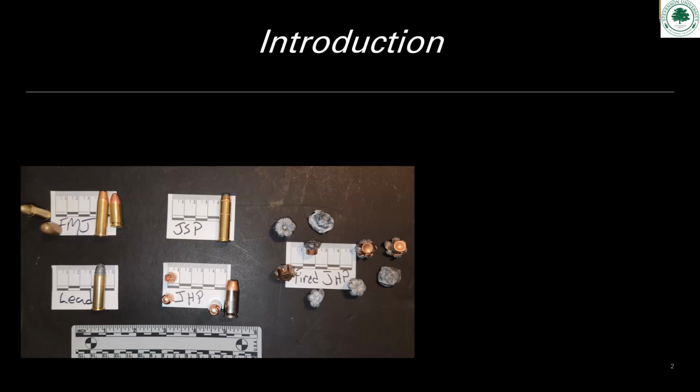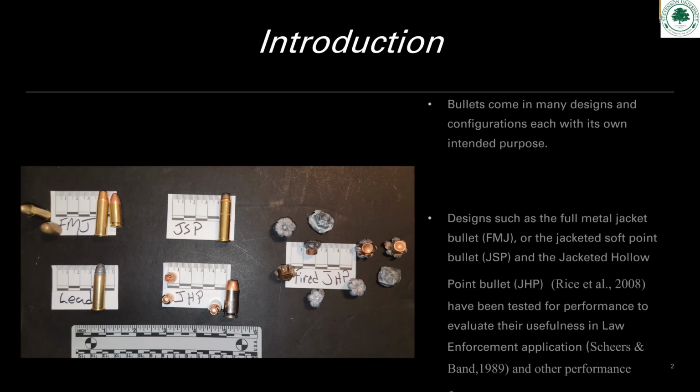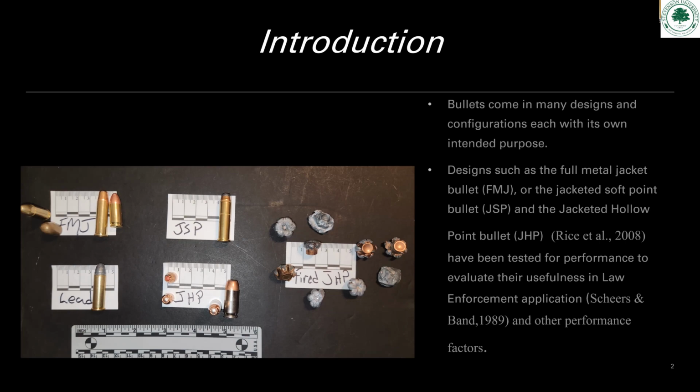On the top left, you have the full metal jacket, which is a lead core covered by a copper alloy jacket. Then to the right of that, you have the jacketed soft point, which is a partially covered lead core, and it's intended to expand a little bit. The bottom left, we have a full lead bullet with no jacket. And then to the right of that, we have the jacketed hollow point, which is what we're going to be studying here. You can see the tip of the bullet has a cavity in it, and it's designed to expand when it hits a soft liquid-based target. So that's a jacketed hollow point bullet.